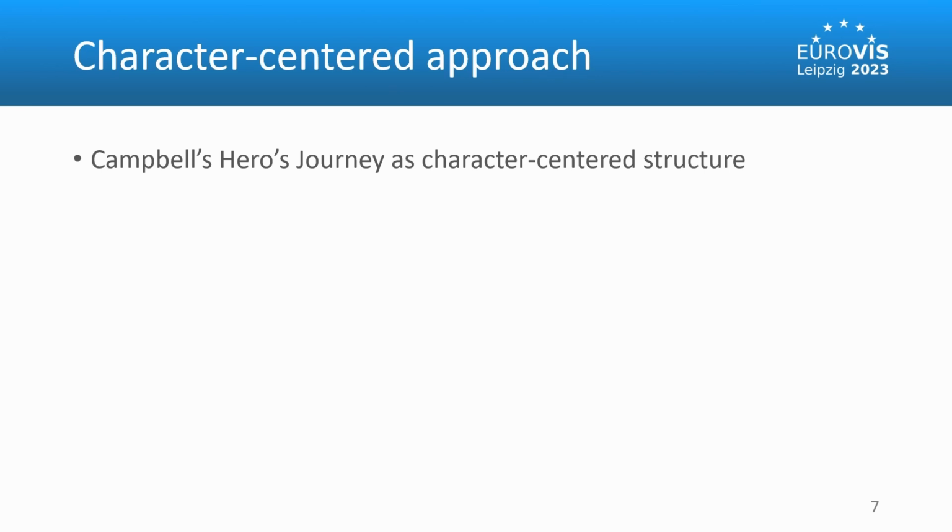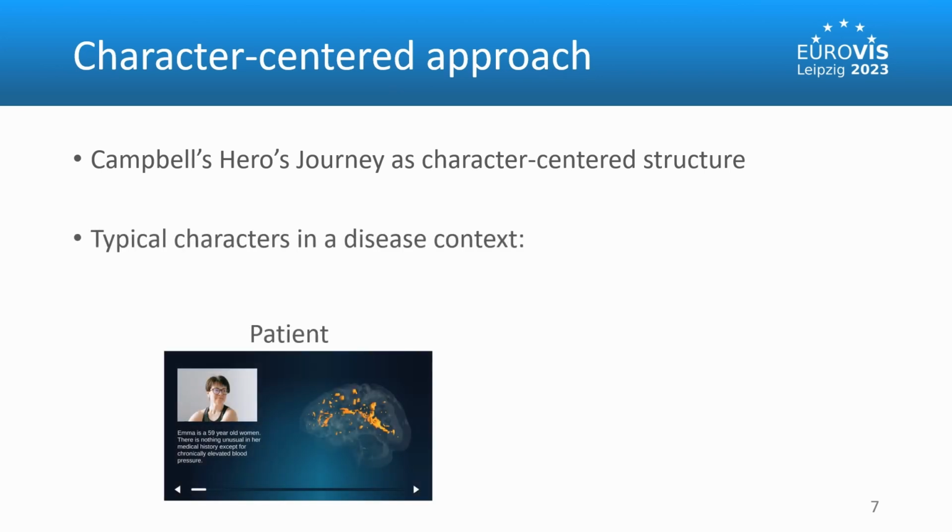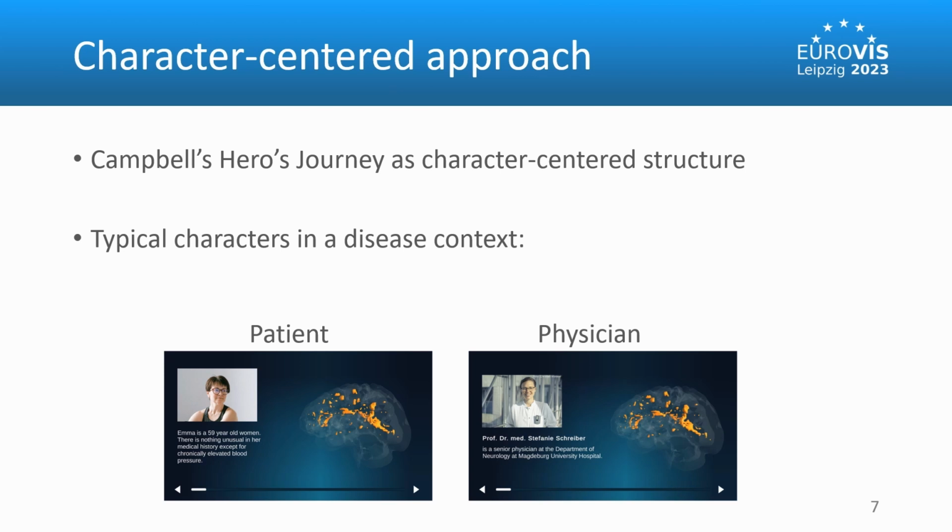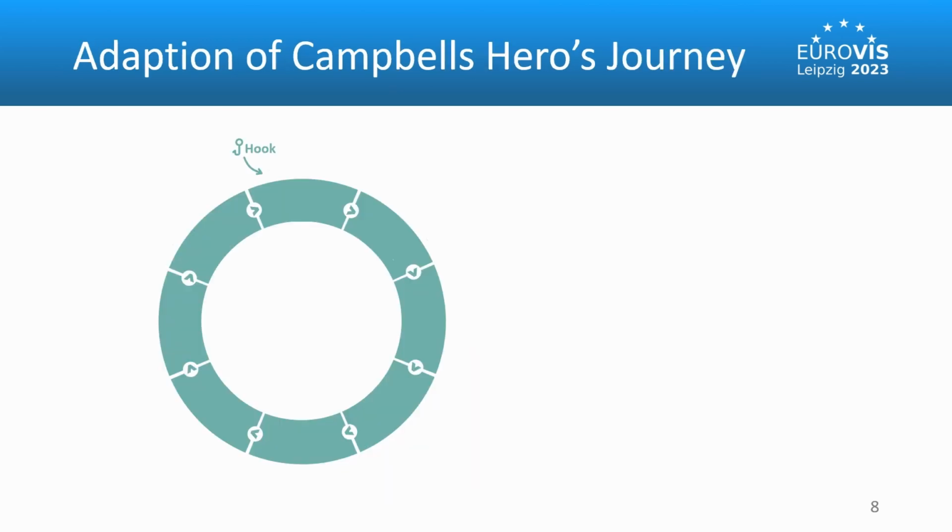An alternative structure that is also very popular in entertainment media is Campbell's hero's journey. The structure is centered around a protagonist describing different stages in the story in chronological order. In the context of disease stories, a typical protagonist can be either a patient or a physician. We adapted Campbell's hero's journey to create a template for disease stories. We start with a hook to spark readers' interest in our story. Then, the story begins by introducing the protagonist, in this case a patient, in their normal life.